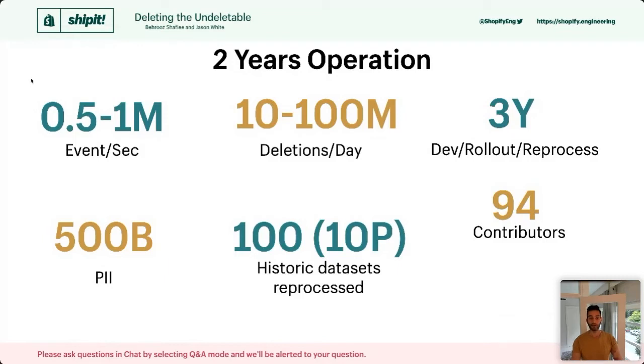So today we have more than 500 billion distinct PII stored in our tokenization vault, and we reprocess more than 100 distinct data sets on the order of tens of petabytes of information. And more than 94 individuals contributed to this project. So all of this is to say that this infrastructure and these proposed changes are working in production in the real world at scale. And it was a massive effort that took help from various teams and people that contributed to this project.